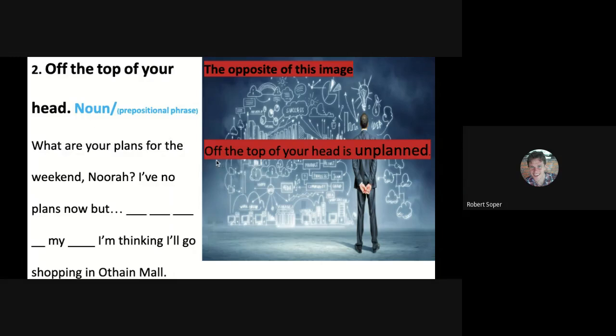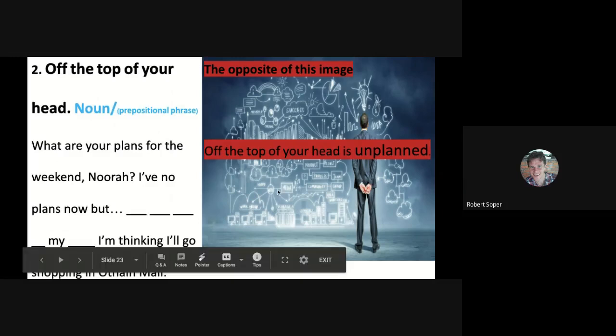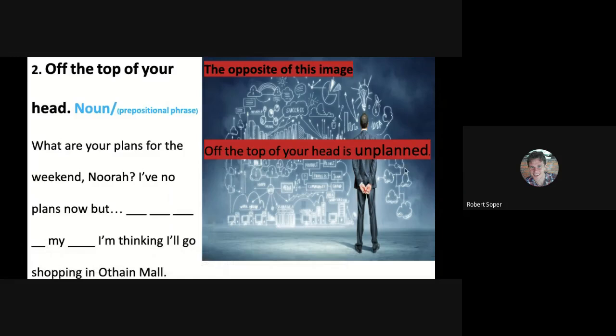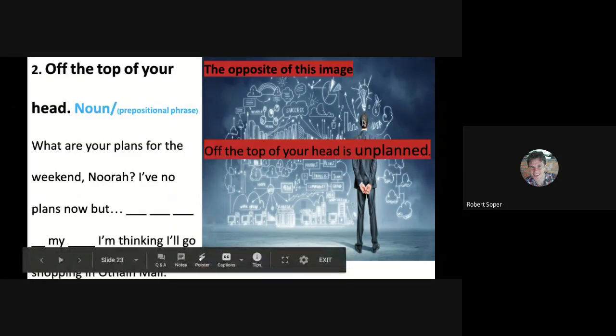So remember, off the top of your head is unplanned. So it's basically the opposite of this image. This man here is thinking about this big, big plan. You can see how everything is linked together and it's connected. If something is off the top of your head, it is unplanned. So if the man was mentioning something off the top of his head, he wouldn't have a big plan like this. There would be nothing there.